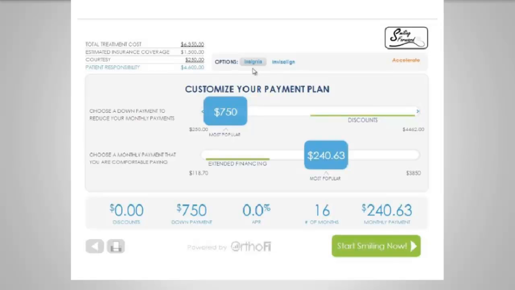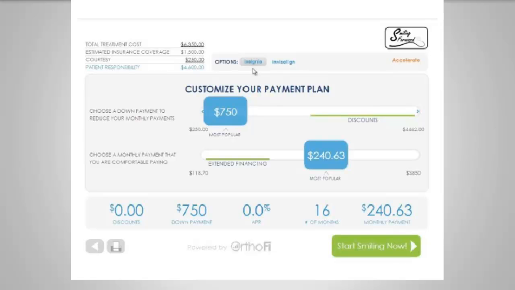What's cool about OrthoFi is if they need to extend their treatment payments, they can do it. And if they need to do it over longer periods of time, we can add an APR, an interest rate to it. If they have financial issues and credit problems, OrthoFi takes that into consideration. So it's another way we can differentiate our practice, give the patients more control over their financing, and allow them to pay over a longer period of time.